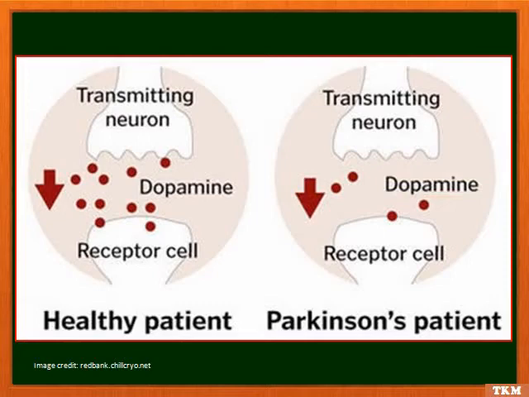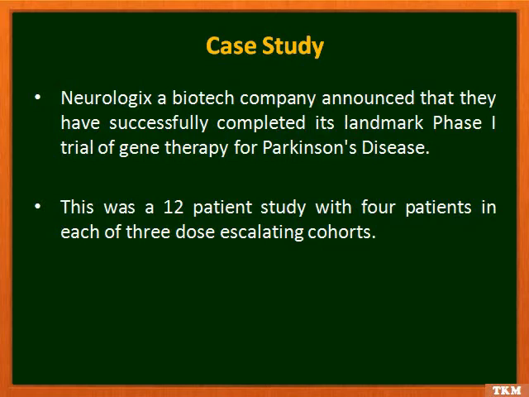Now we'll come to the gene therapy that is used to treat Parkinson's, and there's a case study. Neurologics, a biotech company, announced that they have successfully completed its landmark phase 1 trial of gene therapy for Parkinson's disease. This was a 12-patient study with 4 patients in each of the 3 dose-escalating cohorts.